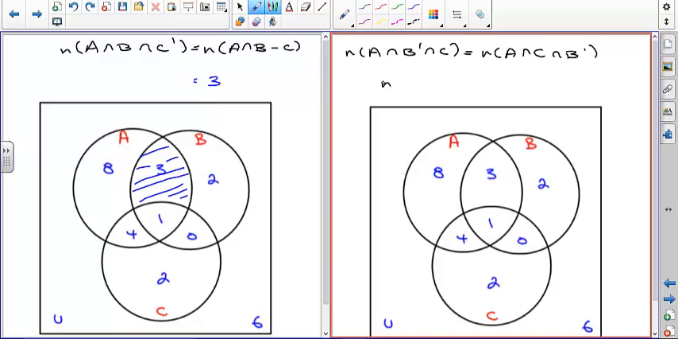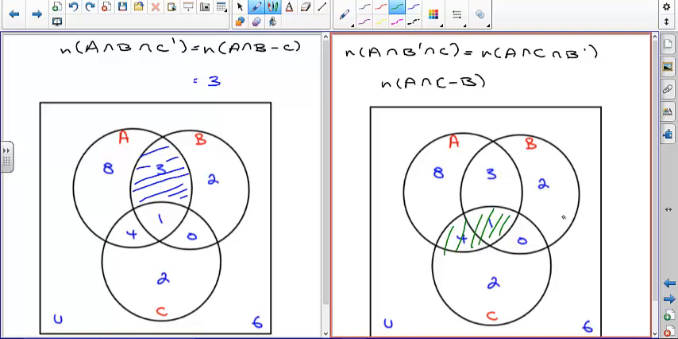And then we make the replacement that the intersection of the complement is like subtracting it. So again, we're going to look for the intersection of A and C. Here's A, here's C. So this is A intersect C.